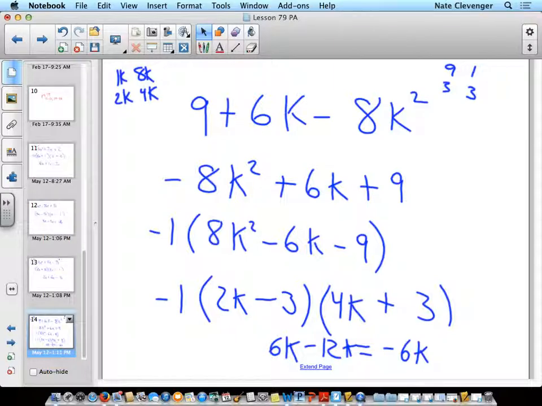Okay, so which one's 4? How many did we do? They give you some scrap paper. Do as many as they'll allow you to do.